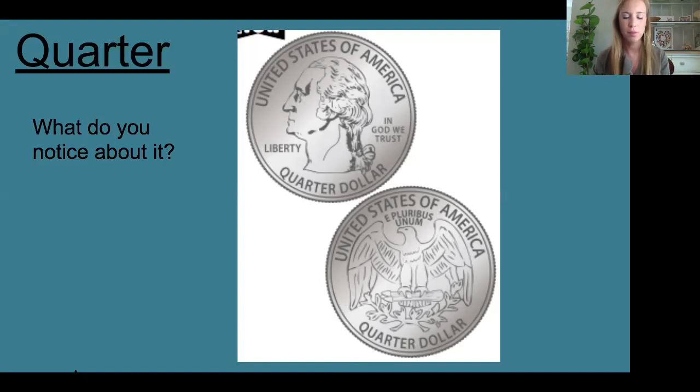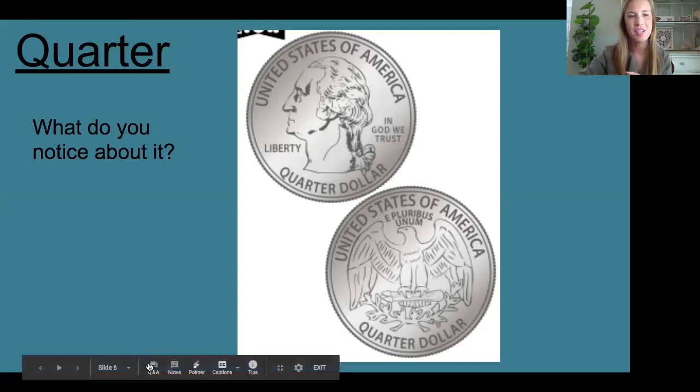So the quarter is probably the most varied coin, which means it has the most different types of the coin. But the quarter is worth the most. It's worth 25 cents. And if you notice, they also have the rigid edges on the quarter. It's not smooth. All right. It's also that silver color.